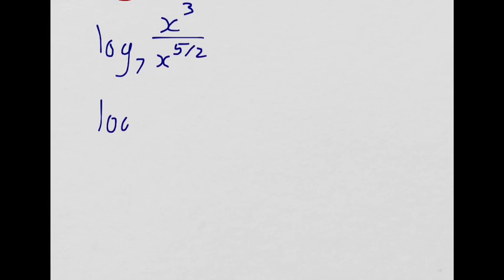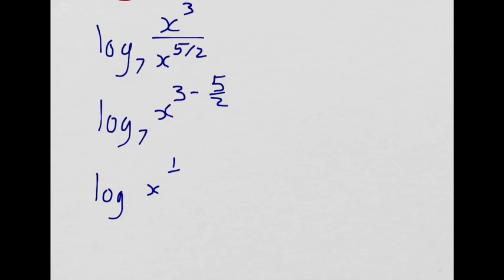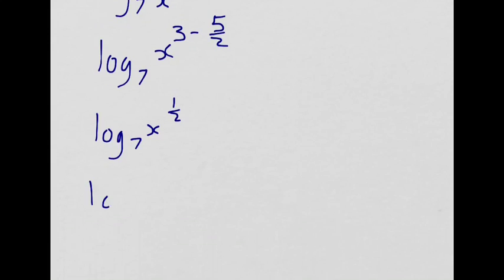Okay, so what happens when I divide two powers? I keep spoiling the surprise. You subtract the exponents. So 3 minus 5 over 2, which is 3 minus 2.5, so 0.5 or 1/2. So that's x to the 1/2, base 7. And you could write it a little nicer. You could write 1/2 log x base 7. Maybe that's a good way to do it. Or log root x base 7. Either way.